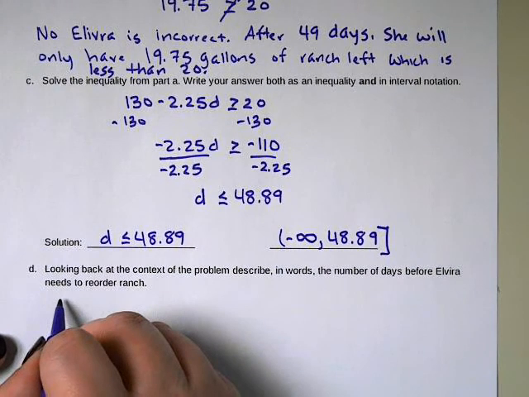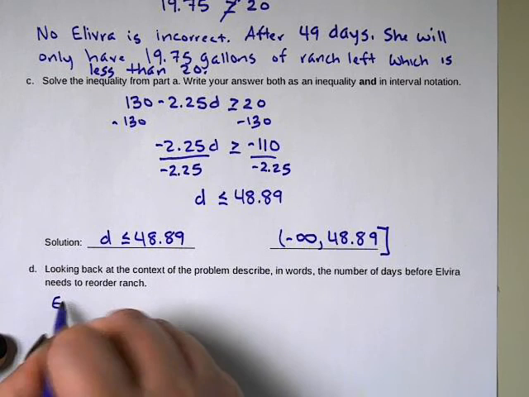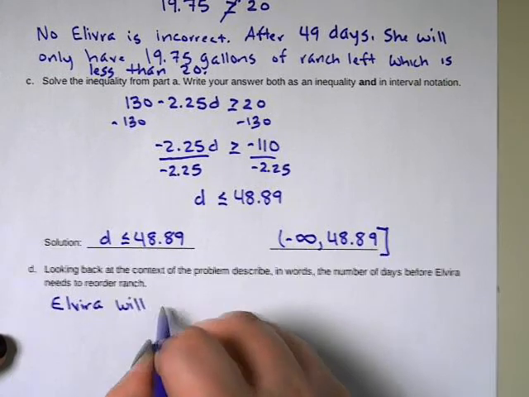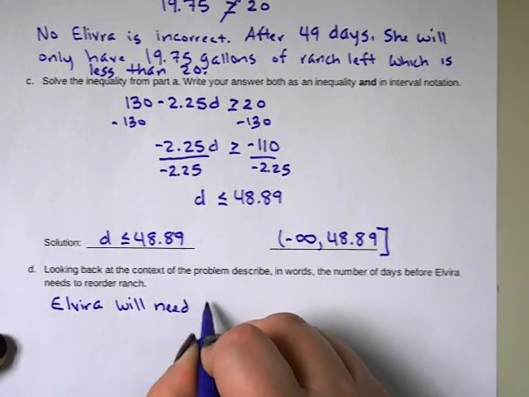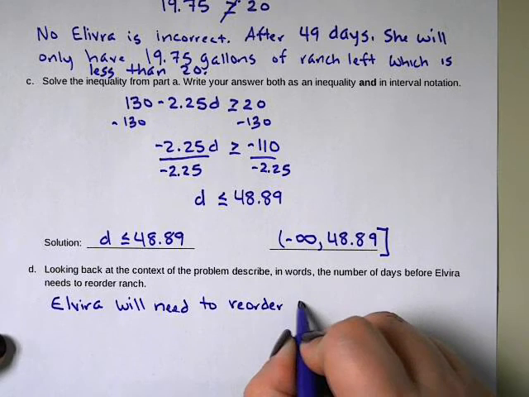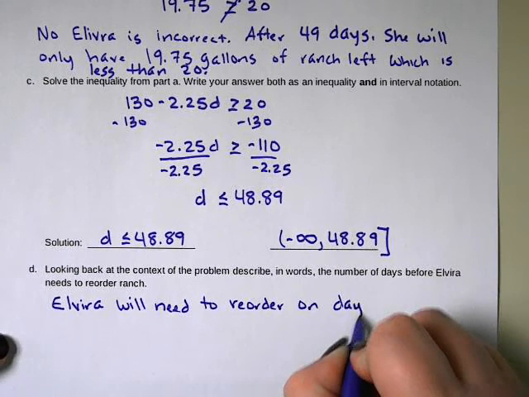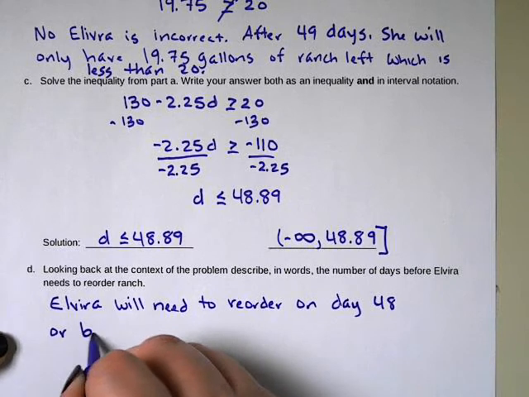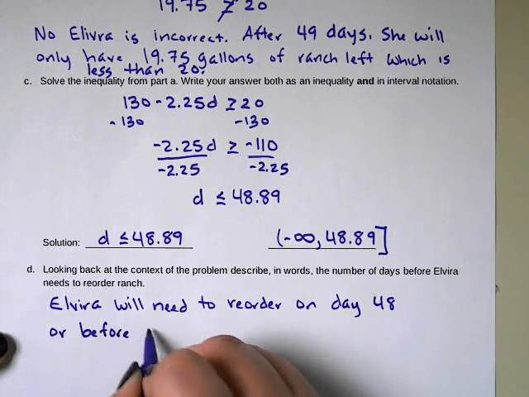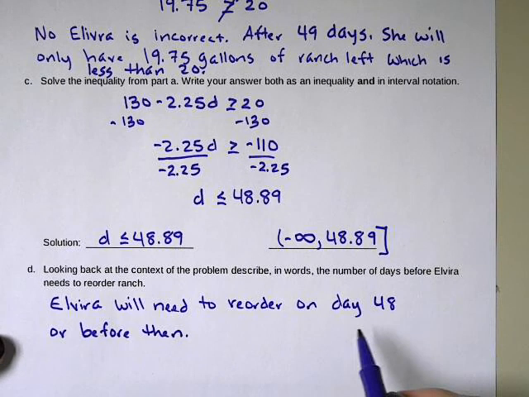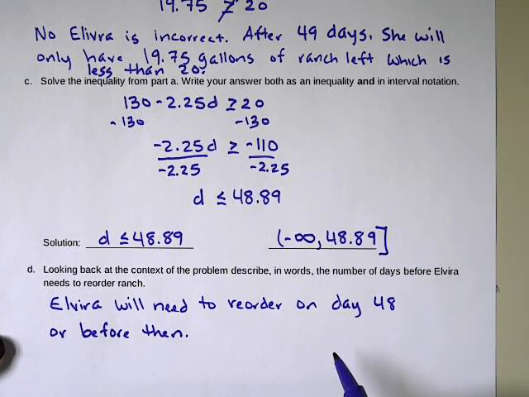So I think the best way to word this, let's see, so Elvira will need to reorder on day 48 or before then. If she orders on day 48, she'll be able to make it until the ranch comes. If she orders after that, that's going to be a problem.